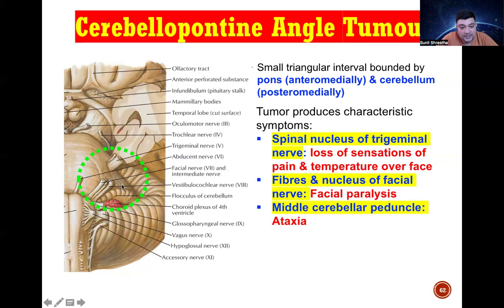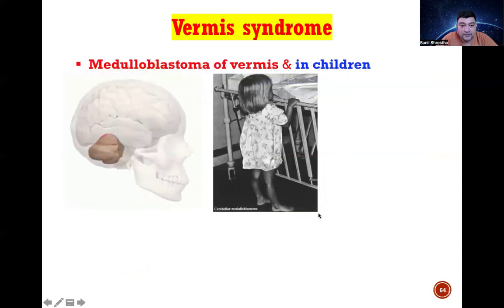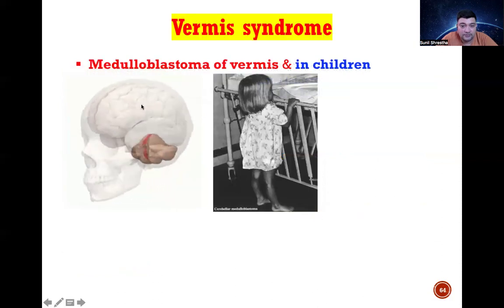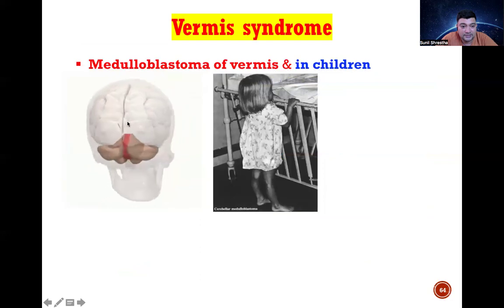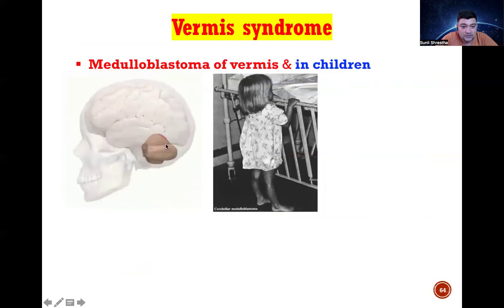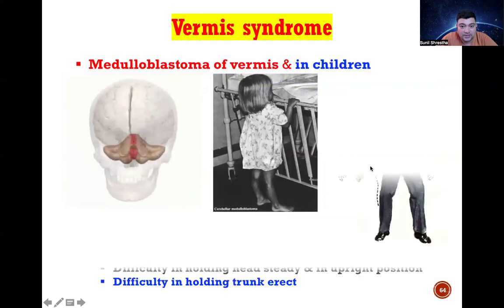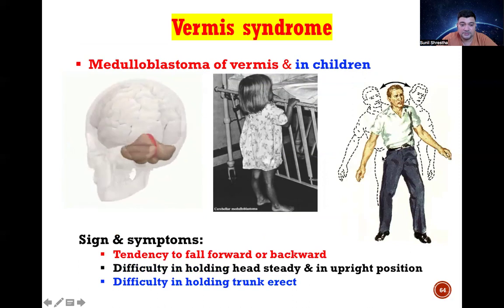Involvement of the middle cerebellar peduncle causes ataxia. Involvement of the fibers of the nucleus of the vestibulocochlear nerve causes vertigo, tinnitus, nystagmus, and deafness, which might also be present here. Now, the vermis. Medulloblastoma of the vermis in children: if there is a tumor in this region, in the vermis part, that is called vermis syndrome. So what happens in this vermis syndrome?